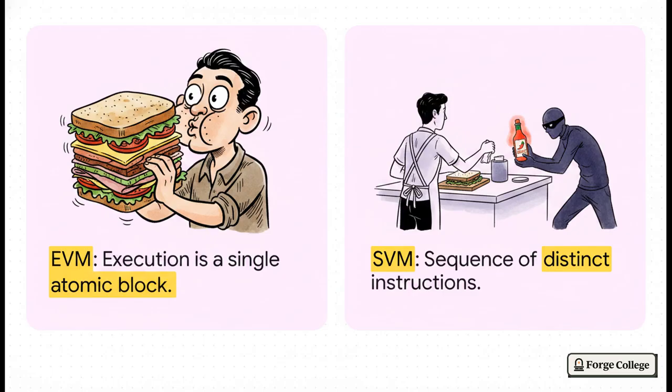Safe, predictable, but sequential. Now over in Solana, the SVM is built from the ground up for massive parallel performance. Because of that, a transaction is an array, a composed sequence of distinct individual instructions. Think of it like this. The EVM is like eating a sandwich in one giant bite. The SVM? It's like making a sandwich, setting it down on the counter, turning your back for a second to grab a napkin, and someone swaps your peanut butter for hot sauce before you actually take the bite. The state can absolutely change right between those steps.